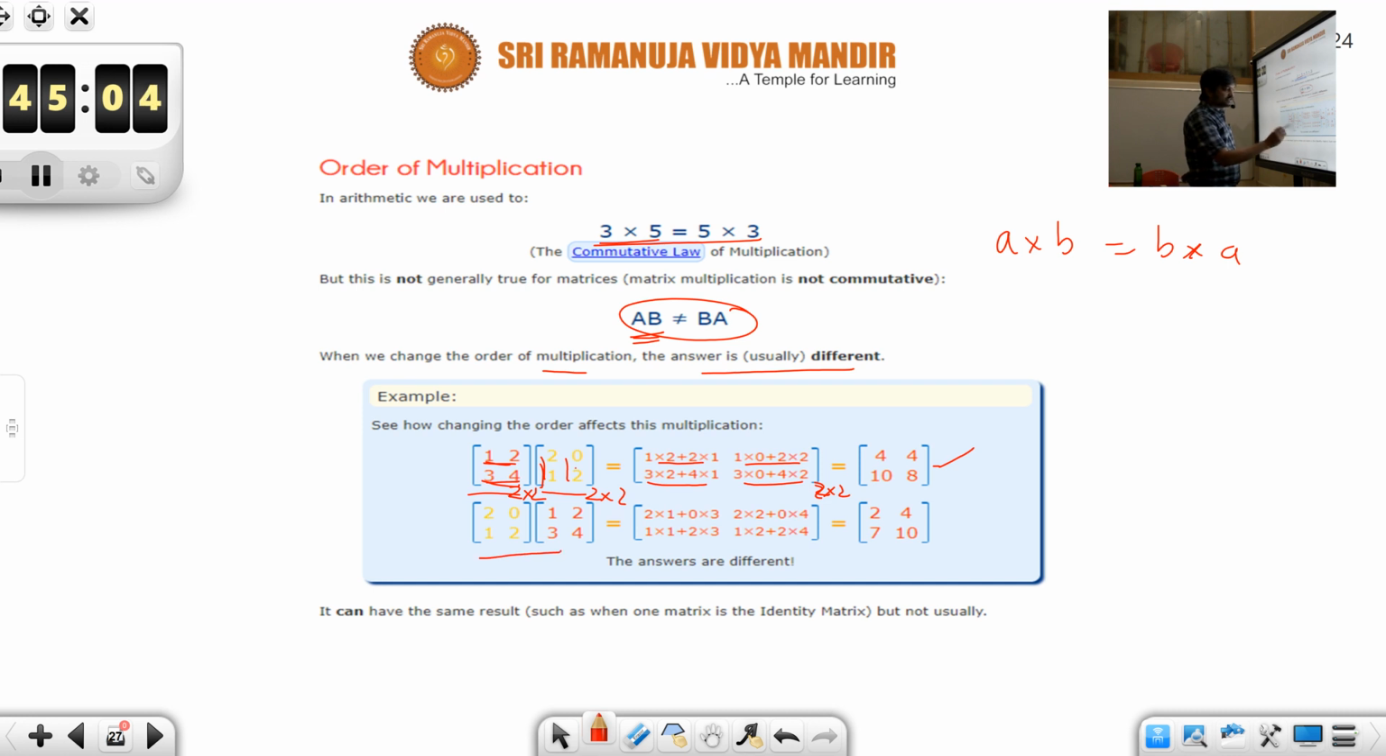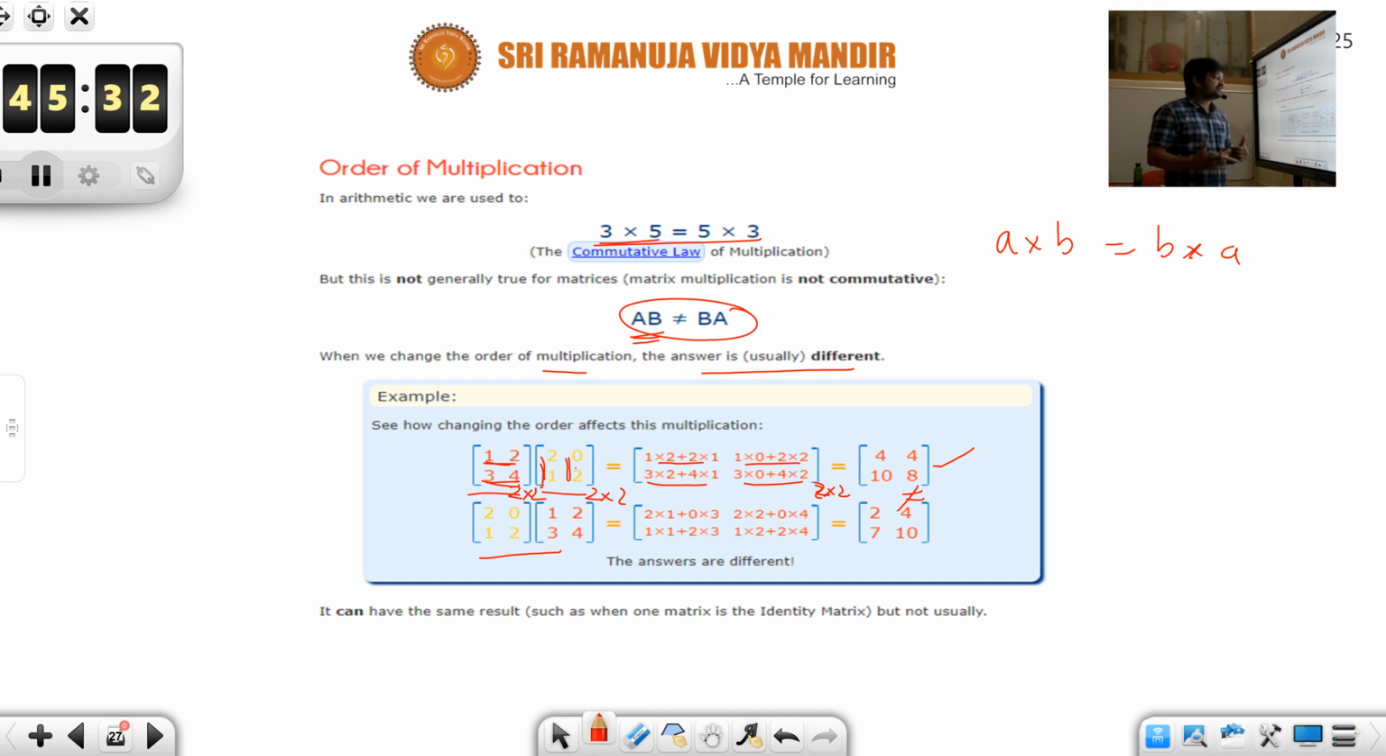Similarly, perform the multiplication by reversing the order, and you will get this. You can observe one thing: these two are not matching. So in matrices, multiplication need not be commutative, that is, AB need not be equal to BA. It could be equal at times, but not necessarily all the time. So order of multiplication is very, very important.